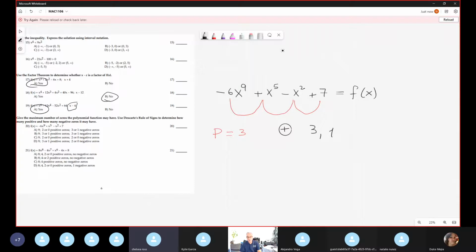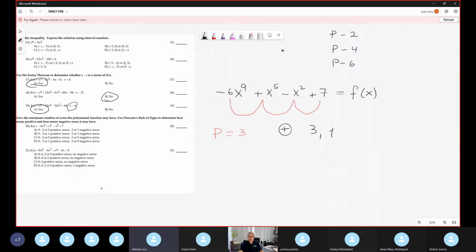Why? Where does this come from? You're subtracting 2: P minus 2, P minus 4, and so on, P minus 6, until, of course, you get a negative number. You're subtracting 4, 3 minus 4 is negative 1, and negative 1 makes no sense because we are finding the number of positive real zeros. And so our polynomial has 3 or 1 positive zeros, for sure.